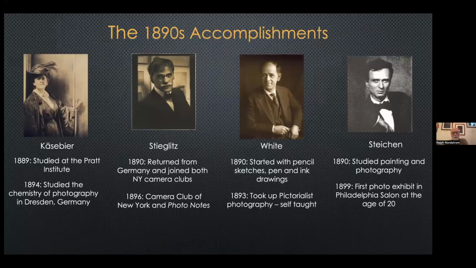Stieglitz was in Germany. His father took his family to Germany where they could get a proper education and then brought him back to New York. There were two camera clubs in New York. Stieglitz joined them both. At some point he negotiated the merging of the two into the Camera Club of New York, and they had a publication called Photo Notes, and he was the editor of that. White was still doing pictorialist photography, mostly self-taught. Steichen started out painting. He was taking courses on painting and did a lot of painting.